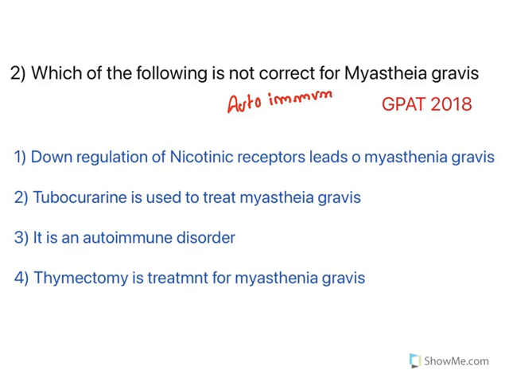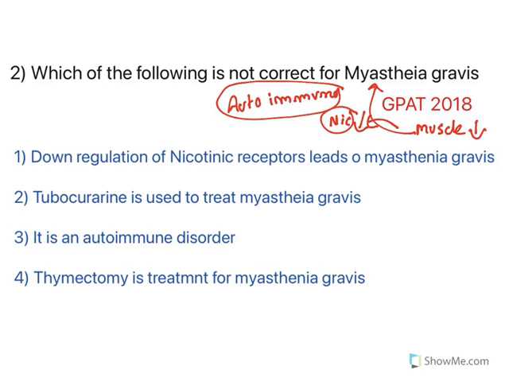Autoimmune disorder means our own immune cells will start attacking nicotinic receptors. When nicotinic receptor levels go down, acetylcholine cannot act on the receptors and muscle contraction is impaired. That is why it is called myasthenia. Muscle weakness is there. So this is a brief overview of myasthenia gravis.